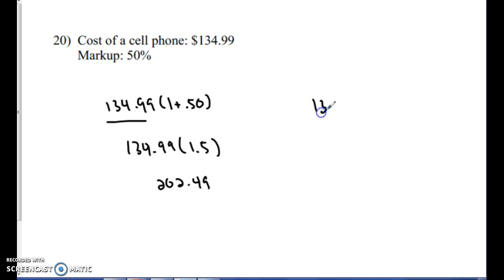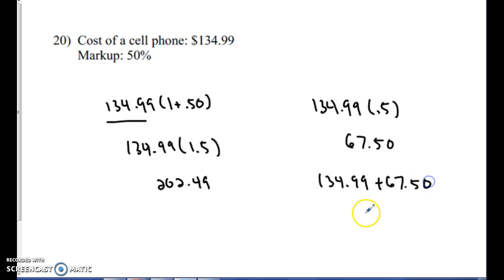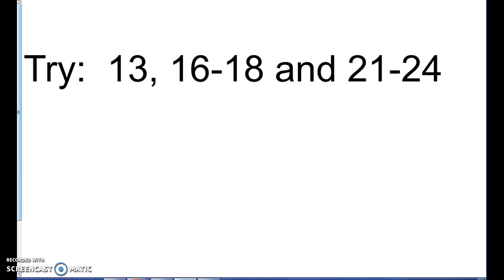Or I could take $134.99 multiplying by 0.5. That turns out to be $67.50. So I'm taking $134.99 and adding $67.50 to it. When I do that, I got $202.49. Okay? What I'm going to ask you guys to do is try these, and I will show you guys the answers to them in a second in the next video.